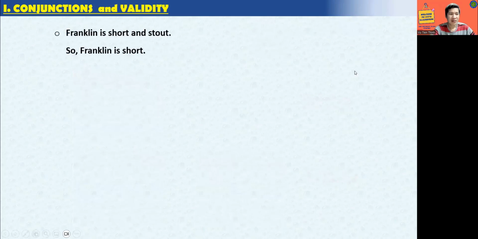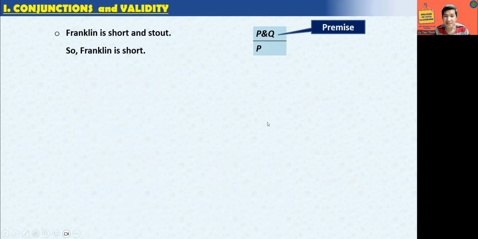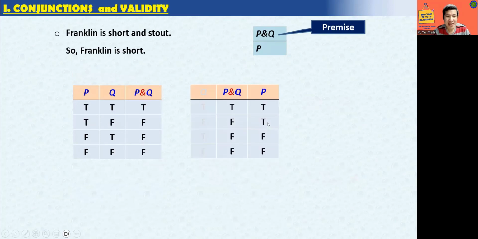What about this one? Franklin is short and stout. So Franklin is short. Then we say Franklin is short, P, Franklin is stout, Q, P and Q, and the conclusion is P. The table is the same, and we have another table. What do you think? Valid? Just one case when the premise is true and the conclusion is also true, we say valid.